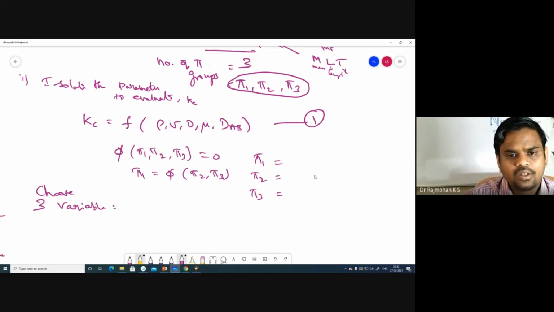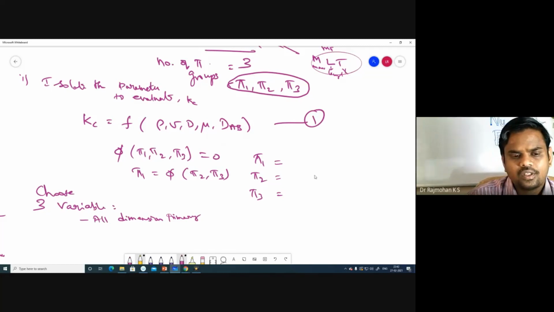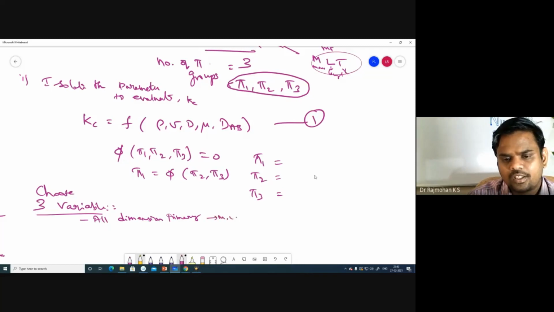So how to choose three variables? Taking care of three units, M, L, and T. We should choose three variables such that they contain all the required dimensions, all three primary dimensions. It covers all primary dimensions; that is, M, L, T should be covered when you combine all the three parameters.